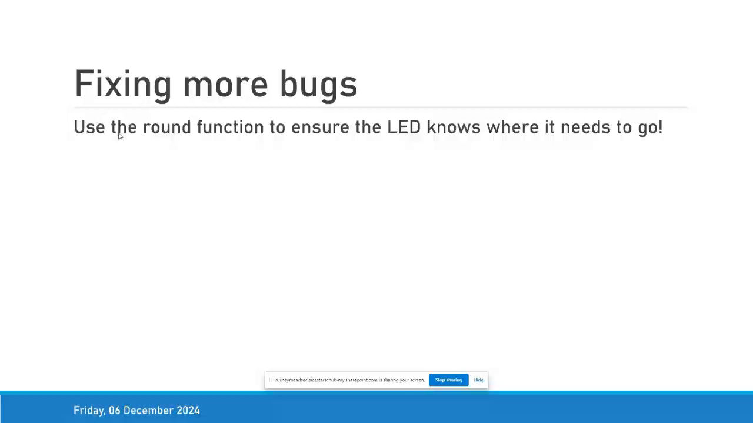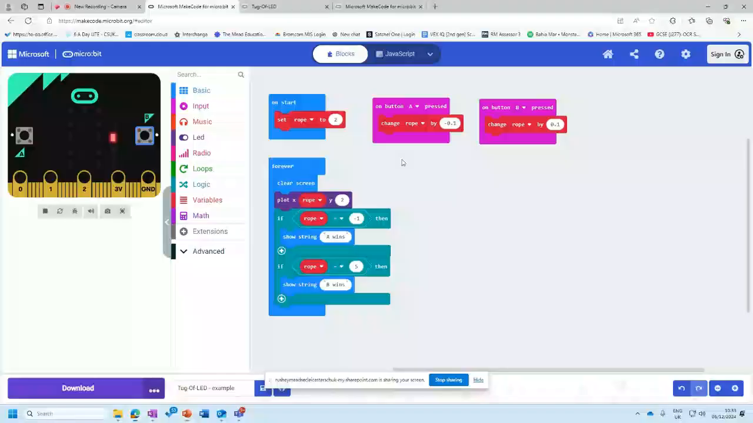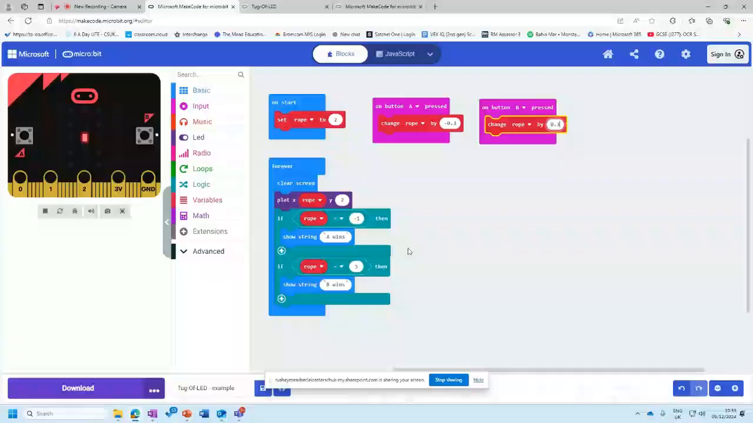There might be, though, some bugs in this game. We need to make sure that we use the round number to make sure the LED knows where it needs to go. And let's say that we've changed our values that we're changing our rope by 0.3 and 0.3 there. Sometimes when we get to here, it won't potentially equal -1 or +5. So what we need to do is maybe have a way where we can say, well, if it's ever less than or equal to or greater than or equal to that there. That will fix all of your bugs.